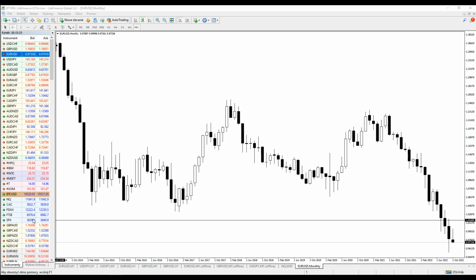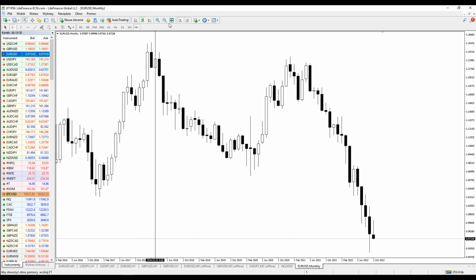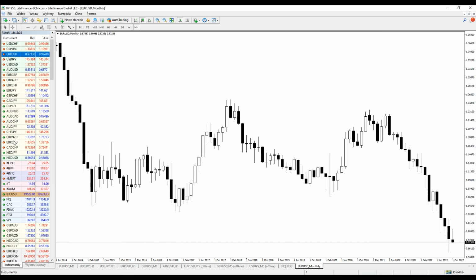Alright folks, this is a monthly chart of the euro dollar, and what we have to take into consideration is where we are and what has happened lately. The most important thing I would say is how the market behaved lately. The second thing is the market expectations when it comes to inflation, especially US inflation, and the FOMC members' comments we've seen lately.